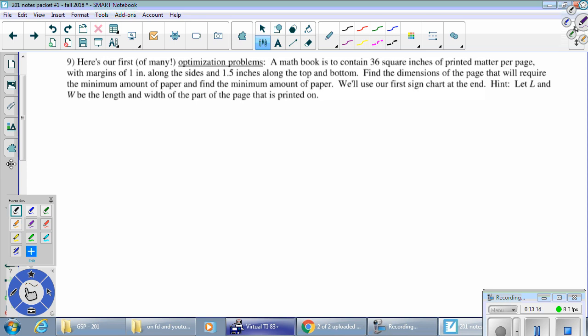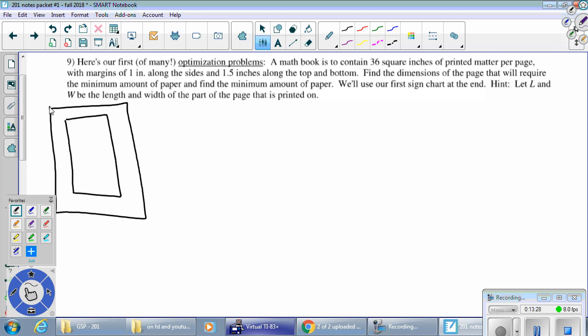Okay, so let's draw a diagram. So we've got this rectangle, and inside of this rectangle is supposed to be an inner rectangle where we're actually going to have the print. And it says that there's supposed to be margins of 1 inch along the sides. So I'll put that in here. Here to here is 1 inch. Here to here is 1 inch. And then 1.5 inches top and bottom. So not quite to scale, that's okay. 1.5 inches there and there as well. And then the printed matter is this stuff in here, and then just blank space around the outsides.